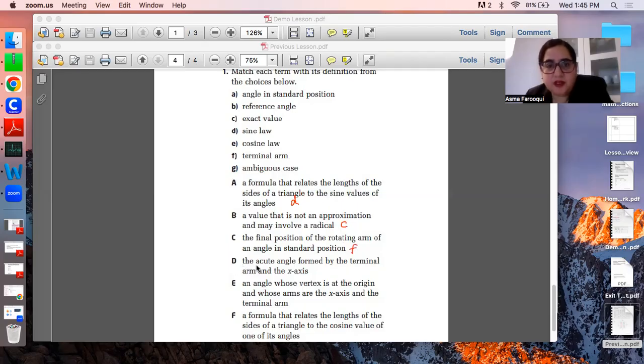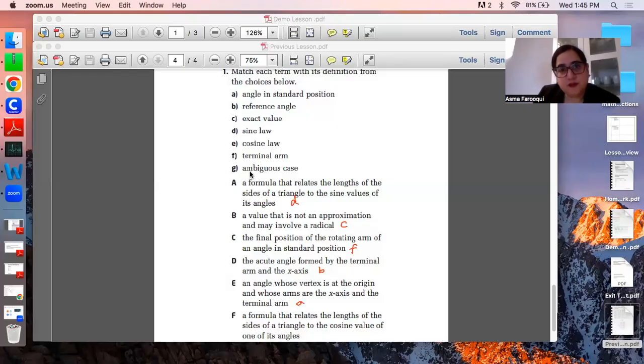Then number D, the acute angle formed by the terminal arm and the x-axis. This is my reference angle, that's B. Then an angle whose vertex is at the origin and whose arms are the x-axis and the terminal arm. This one is angle in standard position, which is A.